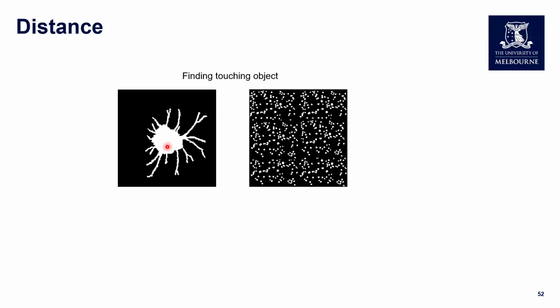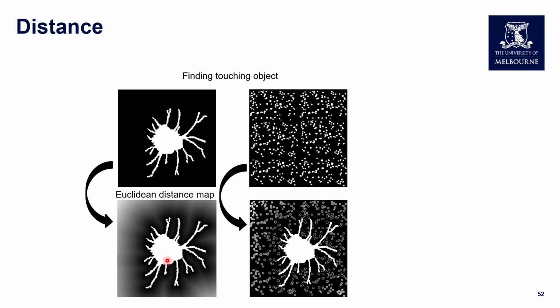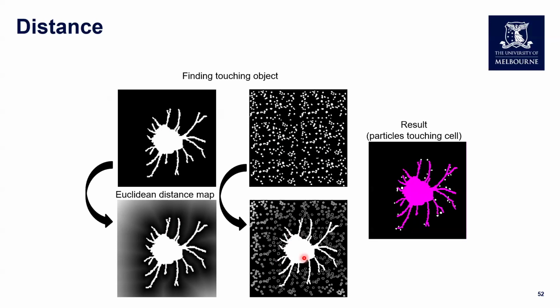We can do this by first generating a Euclidean distance map outside the cell. This map is an image where the pixel intensity increases gradually from the border of the object. Then we can measure the intensity of this distance map for each particle. Essentially, a particle with a minimum intensity of 0 means its distance from the cell border is 0. Based on that, we can filter the particles to select only the touching objects.